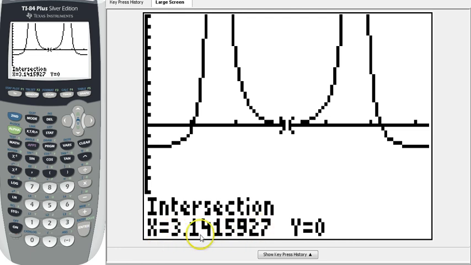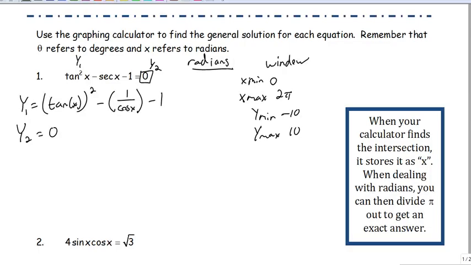3.1415927. You guys should recognize that as pi, hopefully. Okay. Now, if you don't, you could do the method we're going to do for the other two. So one of my answers is pi. So if I go over here, my answer is pi plus whatever the period is, which is 2 pi k.